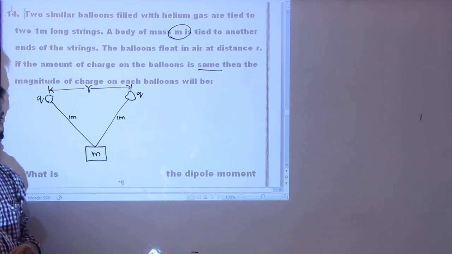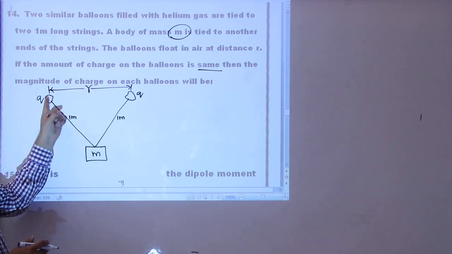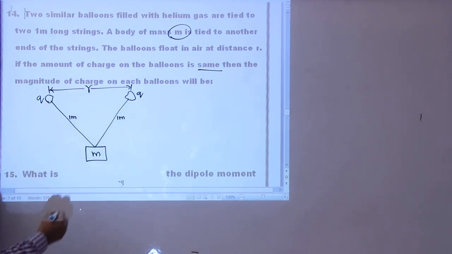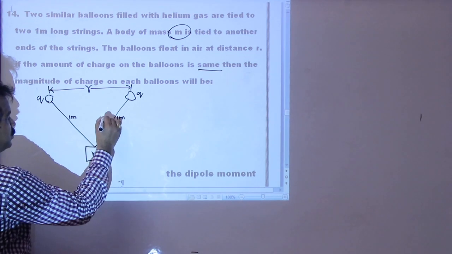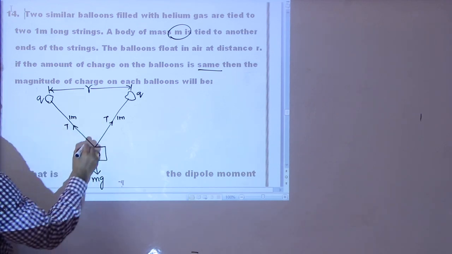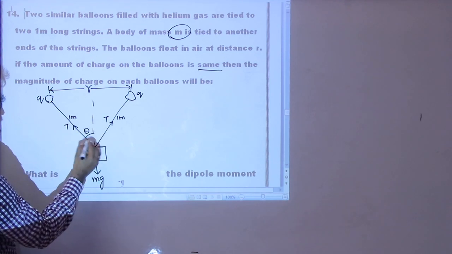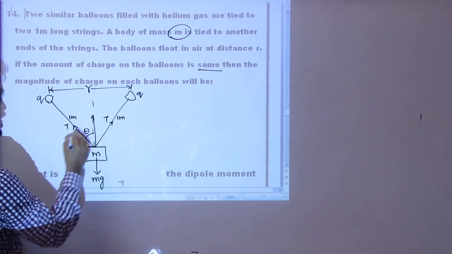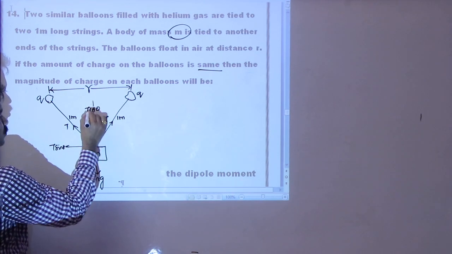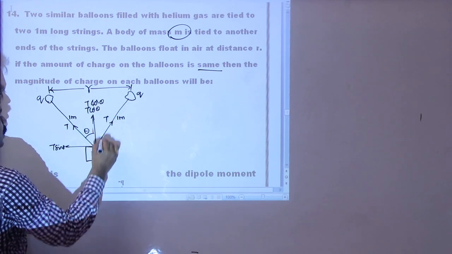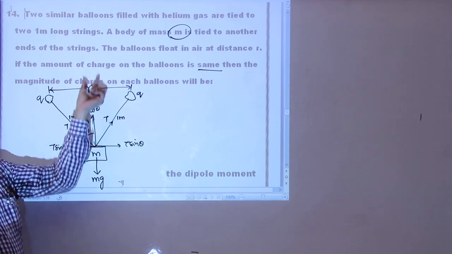The magnitude of the charge on each balloon will be dash in this case. Now here if you see this diagram, they are in equilibrium. That means the weight is acting vertically downwards, mg. These strings will have tension T each. If you resolve this tension into two components, we get T cos theta vertically and T sin theta horizontally.